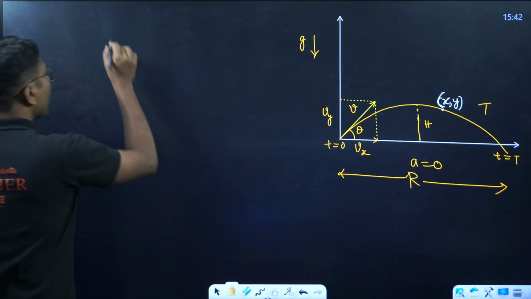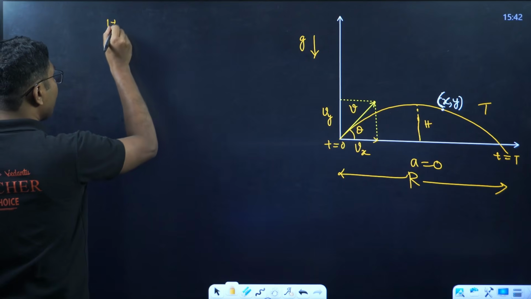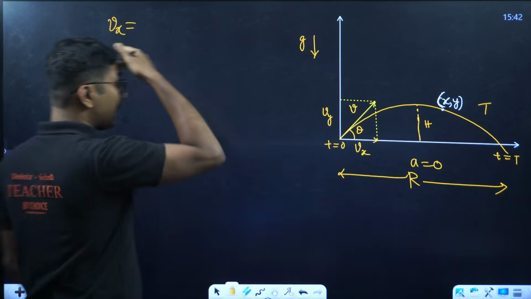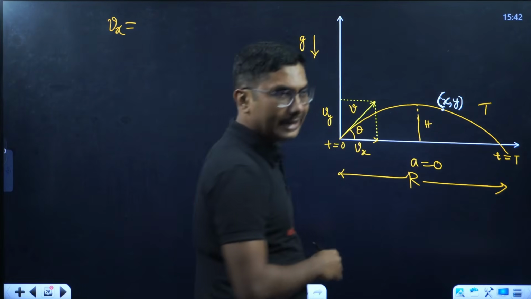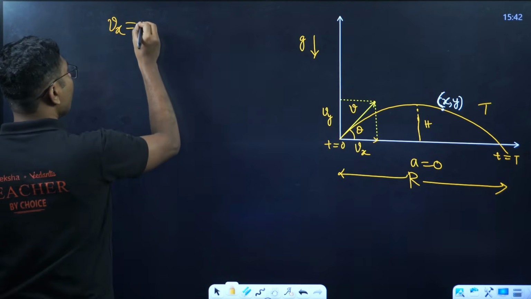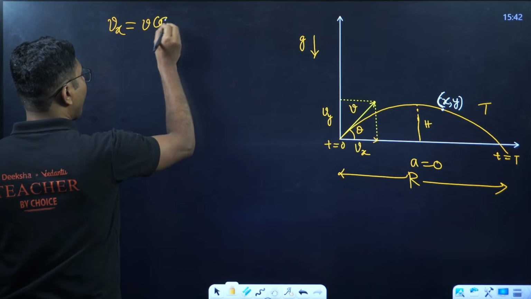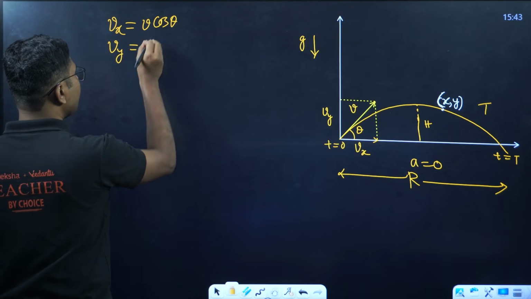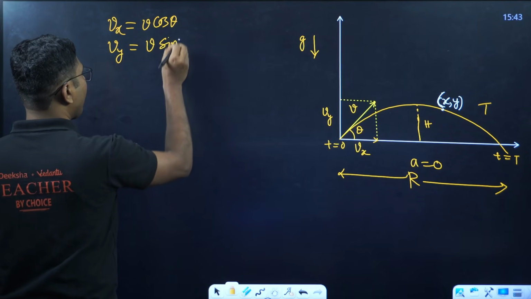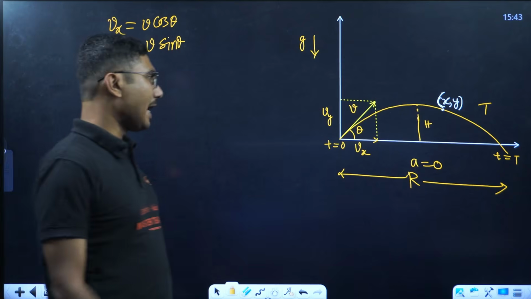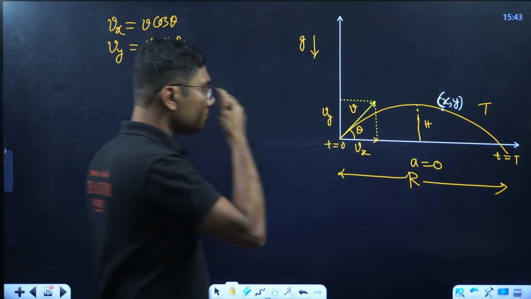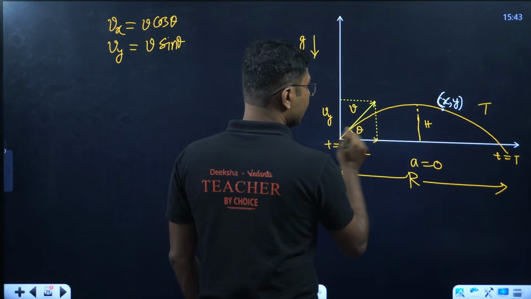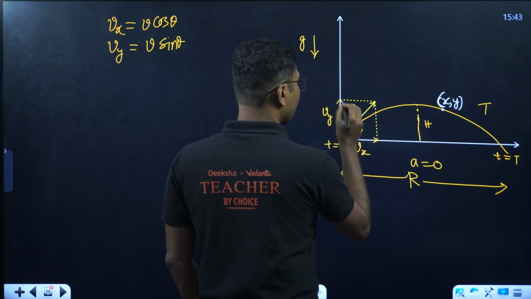Now what is the x component? As I explained a few moments back, the x component here is the adjacent side. The x component is adjacent to the angle theta. That means x will be v cos theta and the y component will be perpendicular, that is v sin theta. Okay, v cos theta and v sin theta. This is the cos theta component, this is the sin theta component, right?